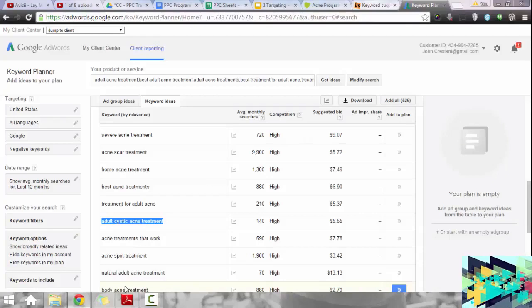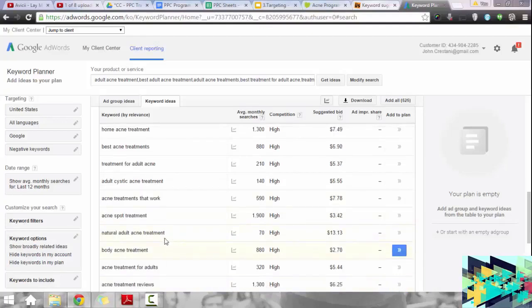And if I'm right, then if you write more targeted ad copy to that cystic acne person, you're going to be able to get them clicking on your ads more. You're going to be able to get lower cost per click, and you're going to be able to get higher conversion rates, hopefully, if all works out.